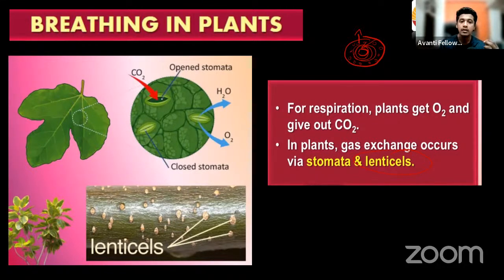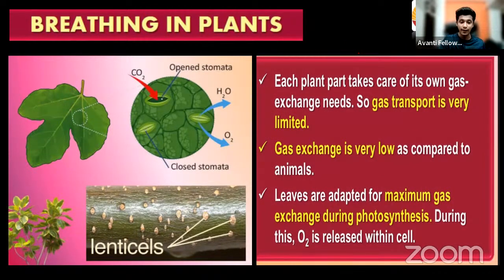And as I said, the demand for this gas exchange is very, very low in plants compared to that of animals. So that is why they are able to compensate the required rates of these gases with a very minimal amount of diffusion, that too happening by direct means. It is not happening through transportation. All right, so as I said, each part of the plant has to exchange its own gas, so the transport is very, very limited.